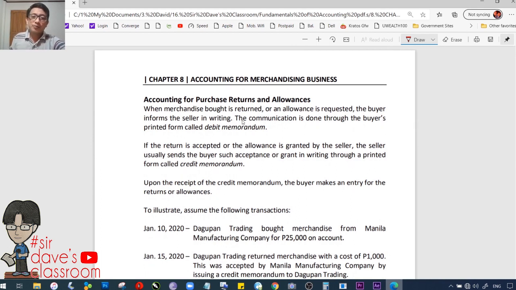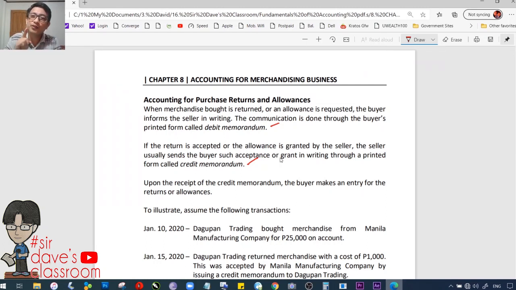When merchandise bought is returned or an allowance is requested, the buyer informs the seller in writing. The communication is done through the buyer's printed form called debit memo. Yan. If the return is accepted or the allowance is granted by the seller usually sends the buyer such acceptance or grant in writing through a printed form called credit memo. Pagka nagbenta, okay, take note, you listen.